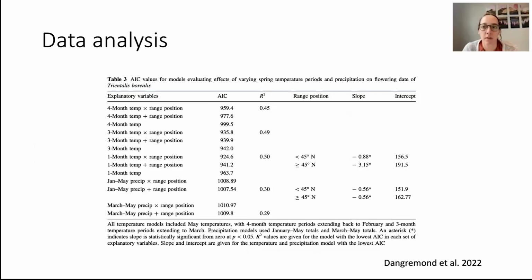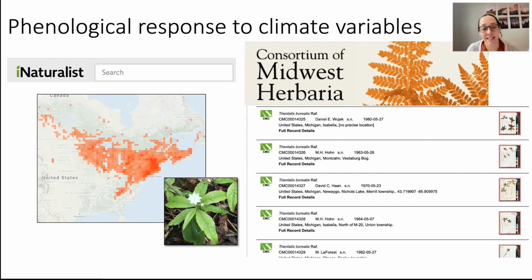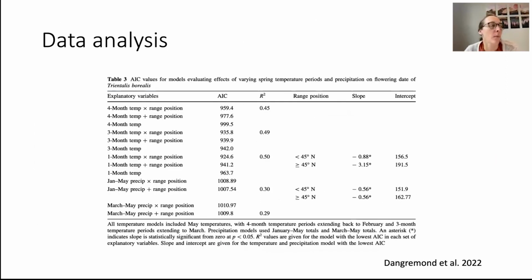So I should mention how we actually analyzed these data. As I said, we got flowering date, we got location, and then we got the temperature and precipitation records from NOAA. What we ended up doing were linear models with those data for flowering date. So we're looking at basically flowering date as the dependent variable, and then a combination of temperature or precipitation, and also where the species was in the range.